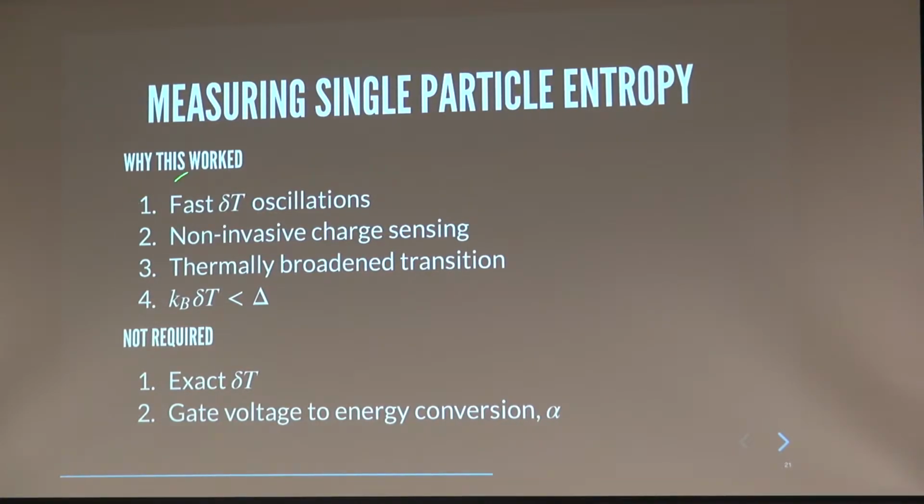Why did this work? We could oscillate the temperature fairly quickly, which reduced 1/f noise. We could do charge sensing without disturbing the system. We had a thermally broadened transition that was crucial. And we could keep the temperature changes less than other excitations in the system. What was not required: we didn't need to know exactly what the temperature change was, or the temperature itself, or other energy scales in the problem.